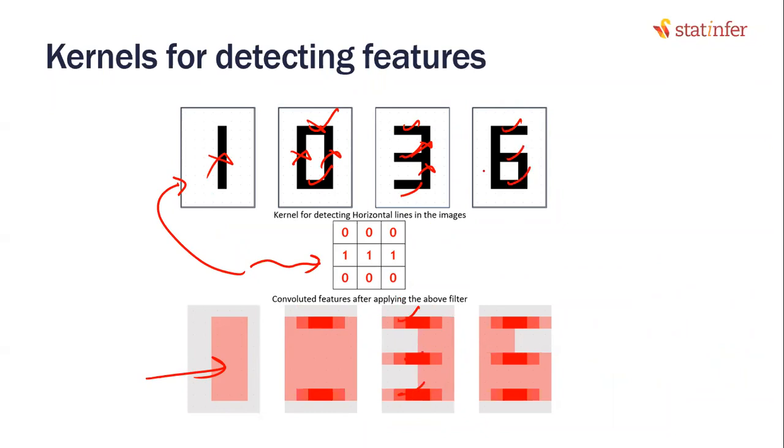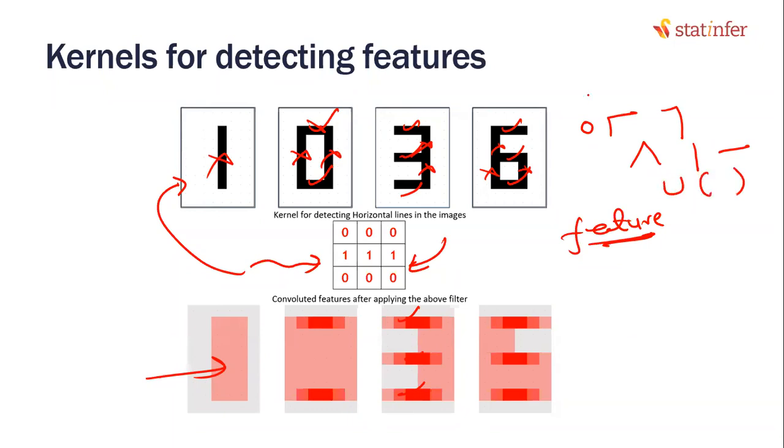Horizontal lines highlighted, vertical lines suppressed. By applying a particular kernel matrix, we will be highlighting a particular feature of the image. Remember this term, feature. Every image is made up of so many features. Images have circles, sharp edges, angles, horizontal lines, vertical lines, right open curves, left open curves. All these kinds of features will be there in every image.